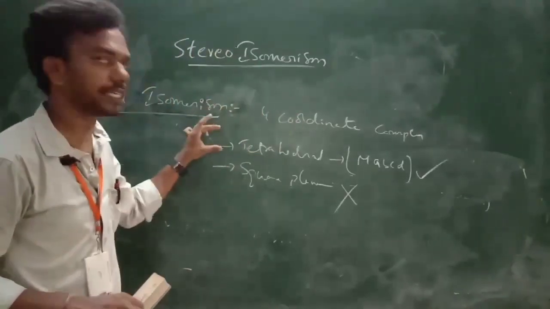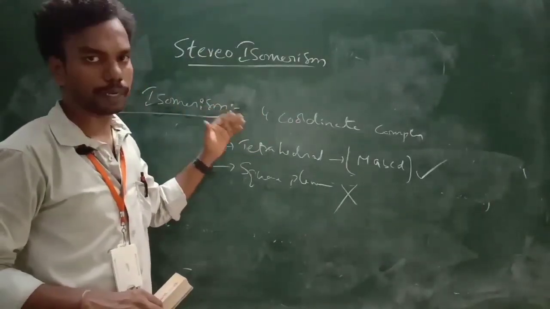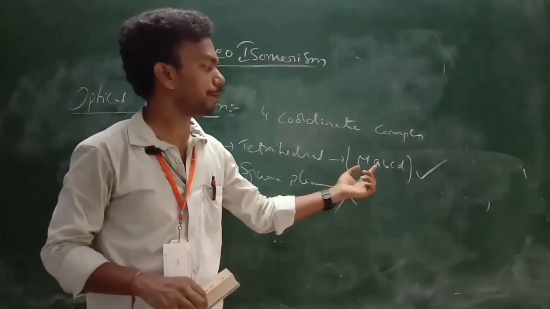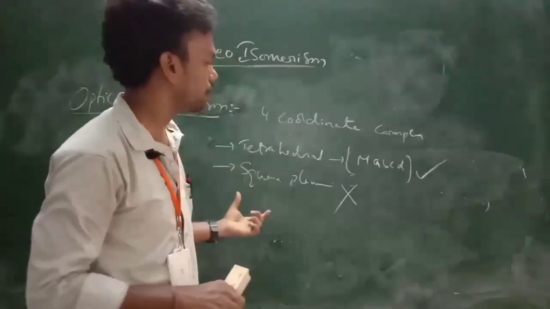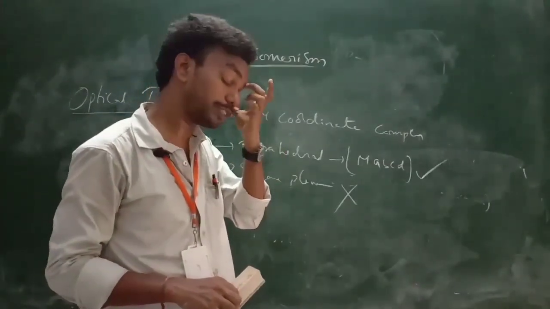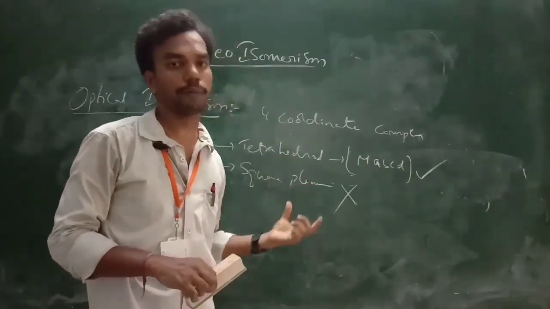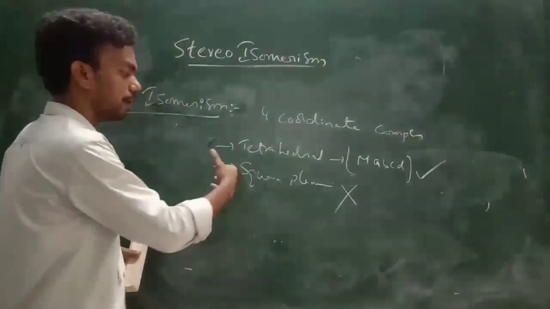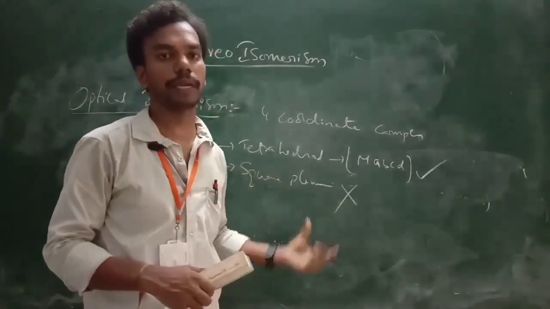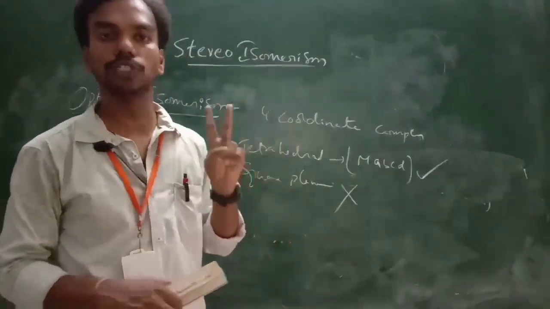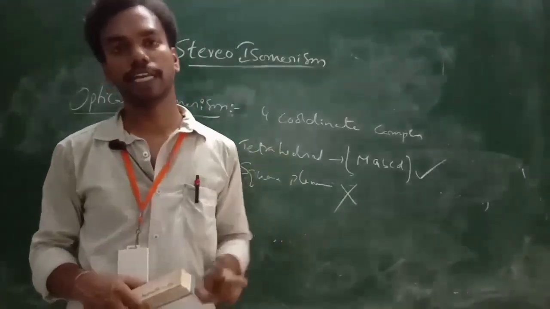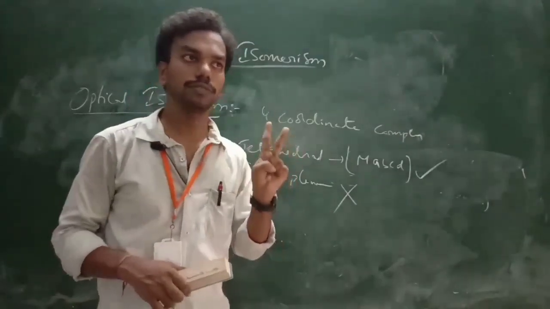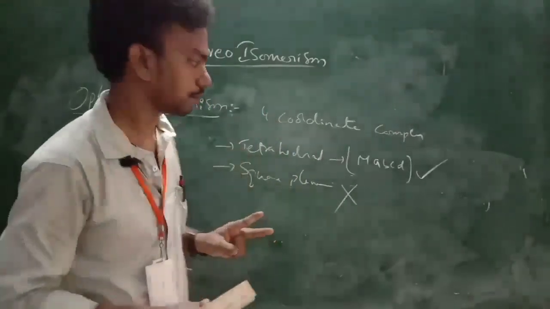Tetrahedral complexes do not show geometrical isomerism, but optical isomerism is shown by tetrahedral complexes where all four ligands are different. Next, geometrical isomerism is shown by square planar complexes of the type MA2B2 and MABCD. But optical isomerism is not shown by square planar complexes, because they have a plane of symmetry. Two conditions you have to fulfill to exhibit optical isomerism: one is not having any symmetry like plane of symmetry, center of symmetry and axis of symmetry, and the other is that mirror images are non-superimposed.